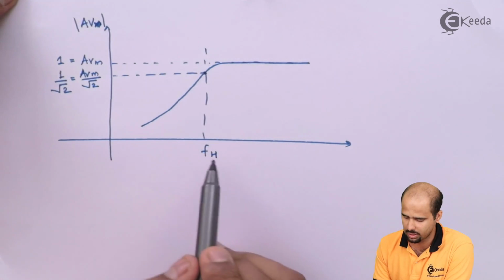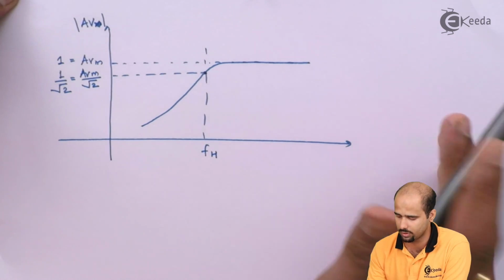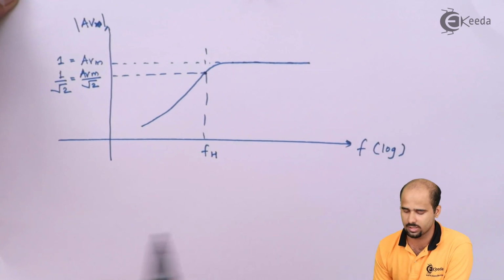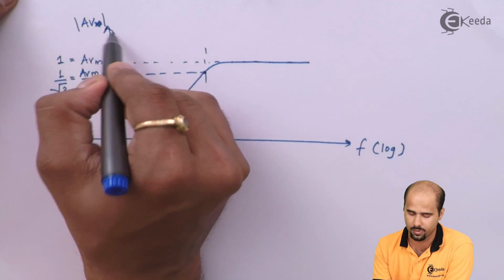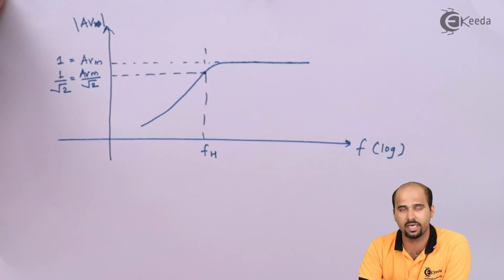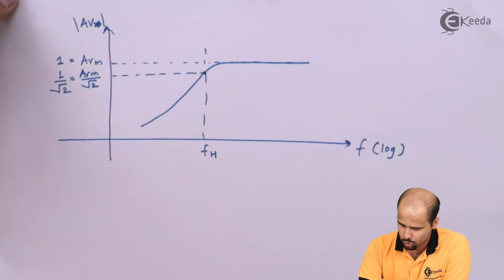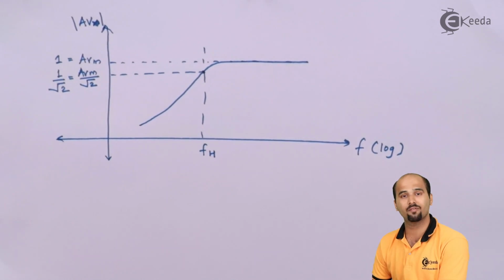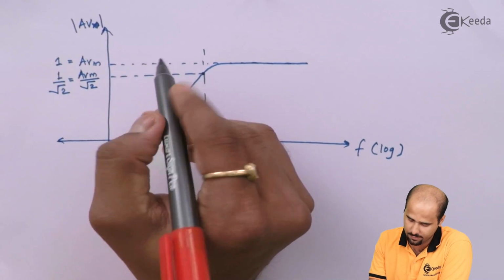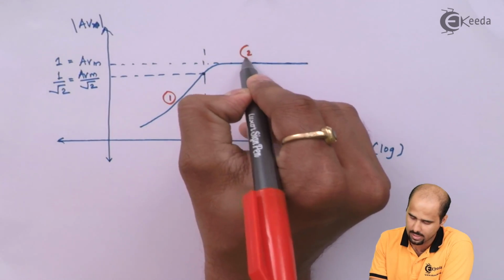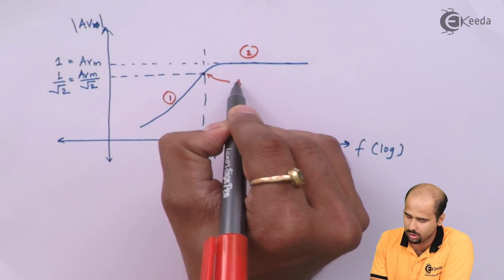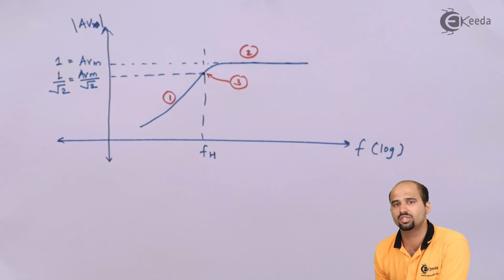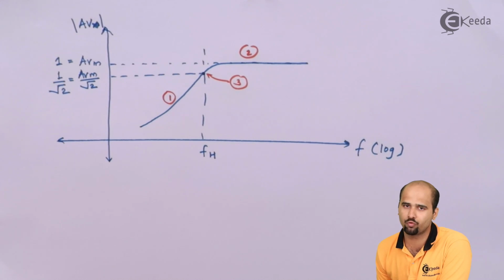And this is nothing but the high frequency response of a particular circuit, where your x-axis is frequency in logarithmic scale and the y-axis represents your voltage gain in magnitude form. Okay, so far we have discussed the higher frequency side, where we have got three cases. This is the first case, this is the second case, and this particular case is the third case, where frequency changes, your voltage gain changes.